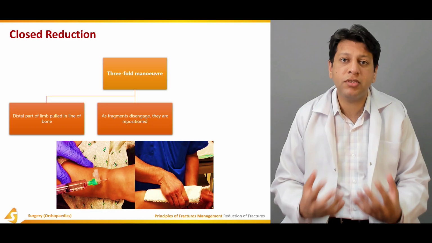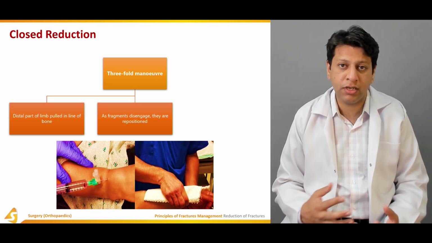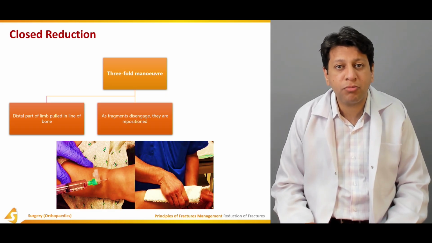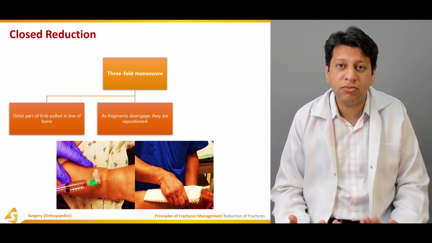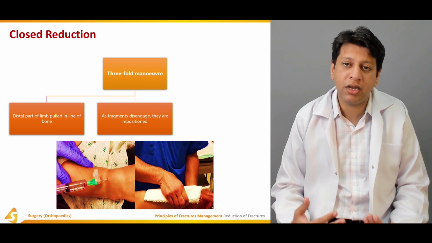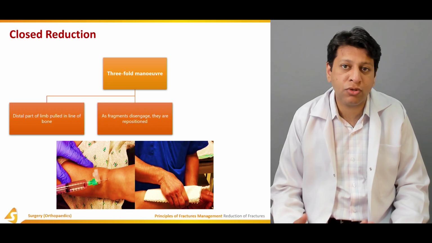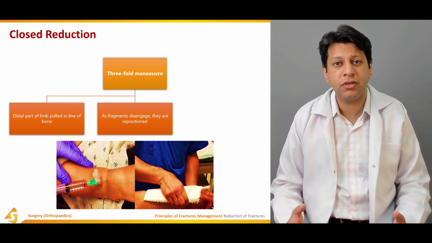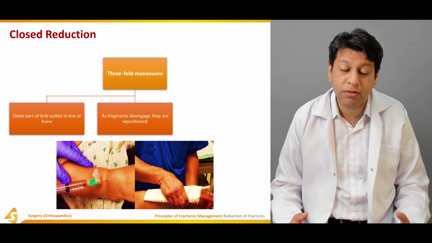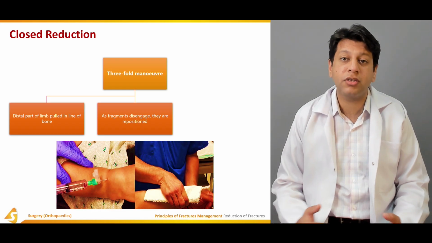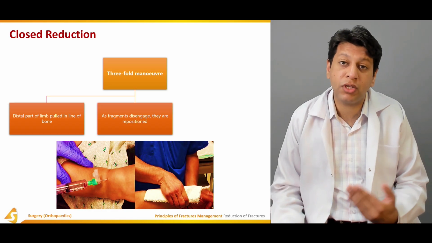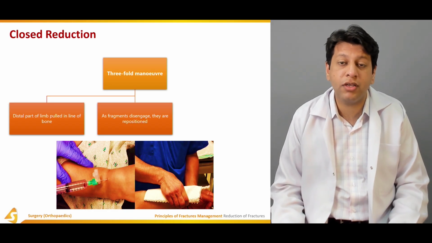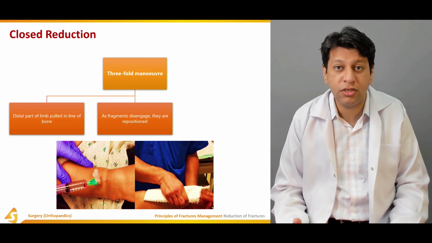This is where the role of the history comes in. We need to understand the mechanism of injury. If the distal segment has gone dorsal, that means we need to push it in such a way that it comes back into the volar position so the normal alignment can be restored. So one has to remember: first apply traction to the distal part so that the segments disengage, then do the reverse maneuver, which is the opposite of the maneuver that caused the injury to the bones.